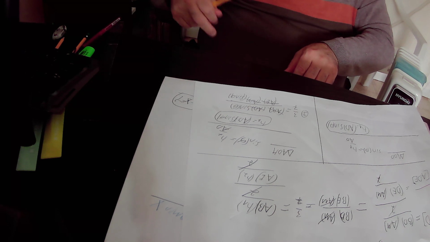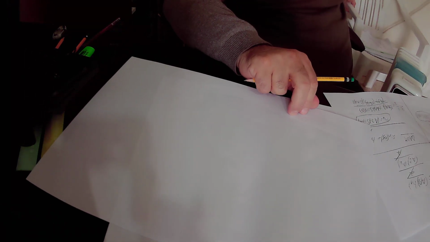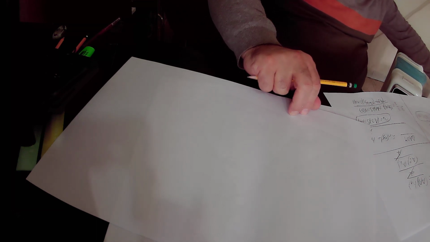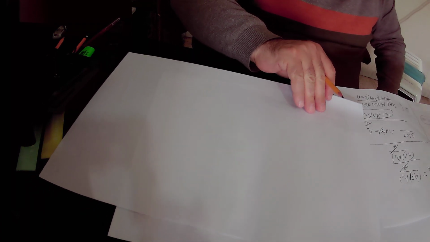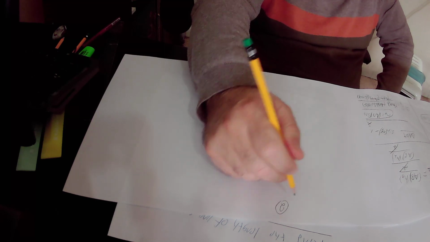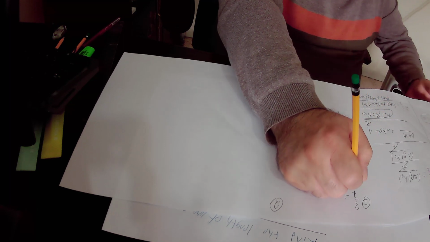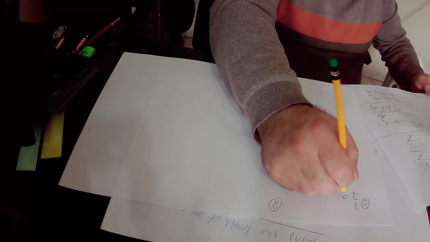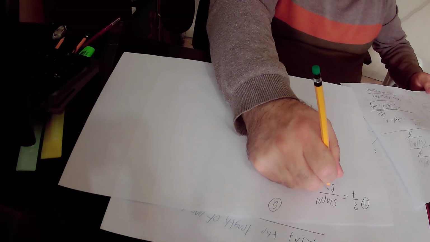So in conclusion, we found that according to equation number 1, 3 over 7 equals sine theta over sine alpha.